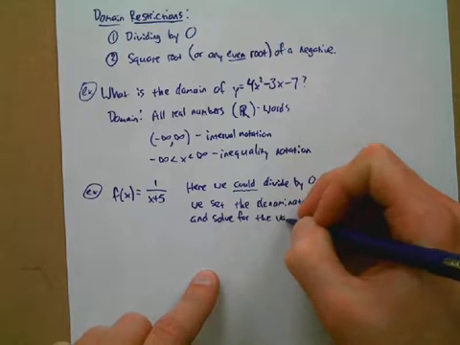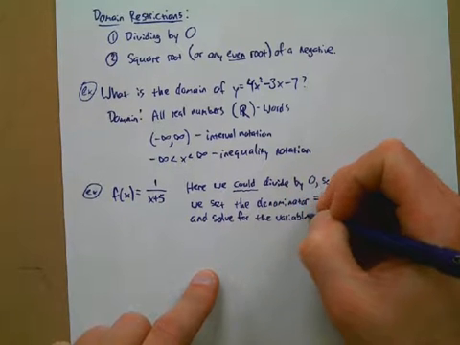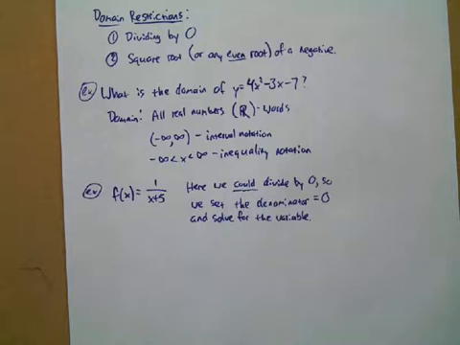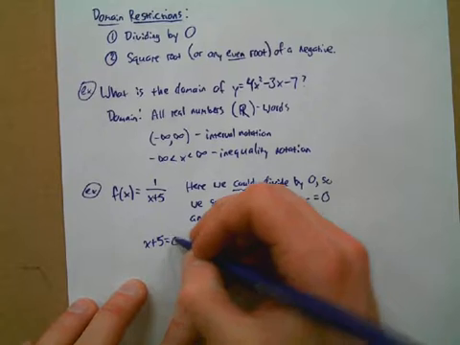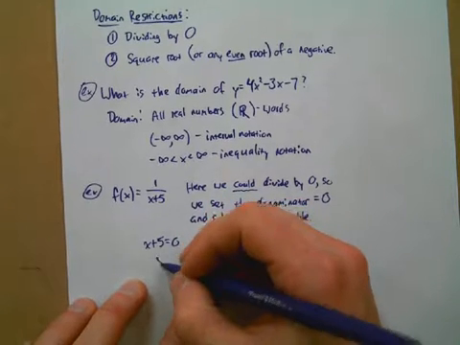Which again, I know you don't need to do here, but just for the practice. So we're like x plus 5 equals 0, and so then we subtract 5 from both sides, you get x equals negative 5. So x equals negative 5, that is a domain restriction.